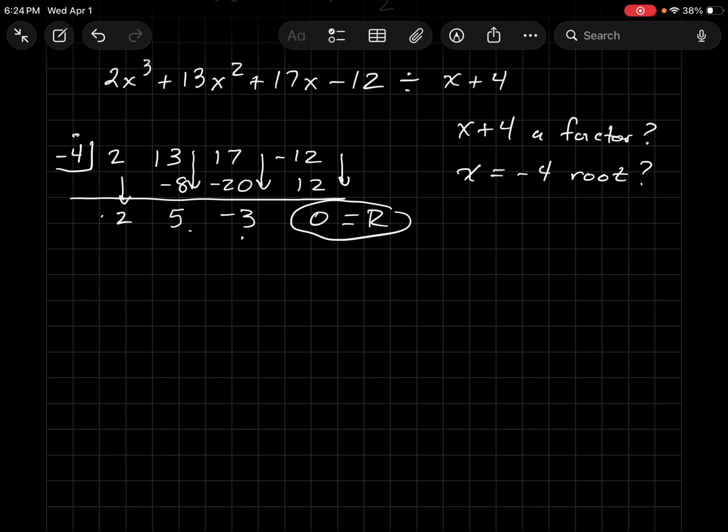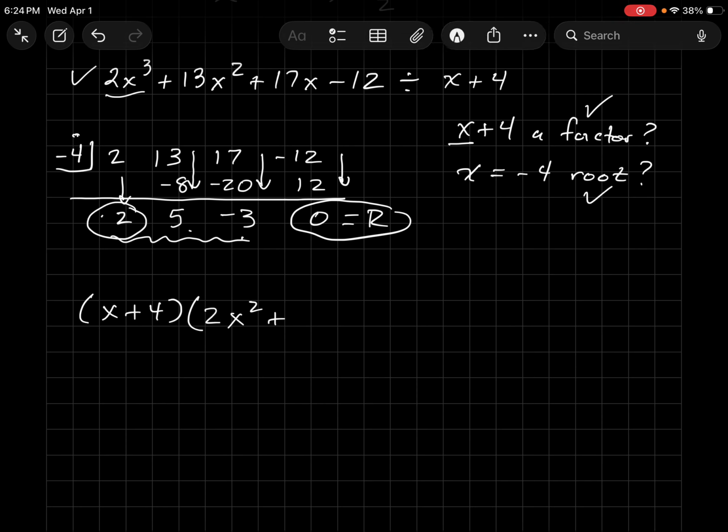So x plus 4 is indeed a factor. x equals negative 4 is a root. So I could write the polynomial up here as x plus 4 times what's left over. Now, how do we interpret this? Well, if we divide an x cubed term by an x term, the highest power left over is an x squared. What's the coefficient of that highest power? What's the first number there? So a 2. And then we have our x to the first term, whose coefficient is 5, and then our constant term, which is negative 3.